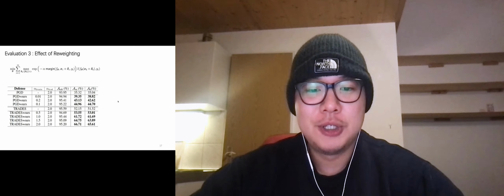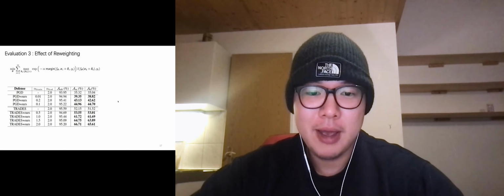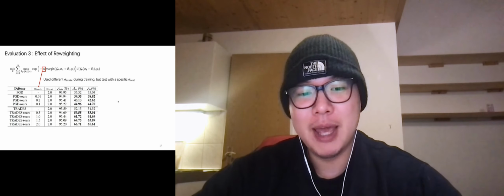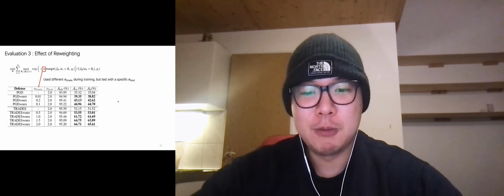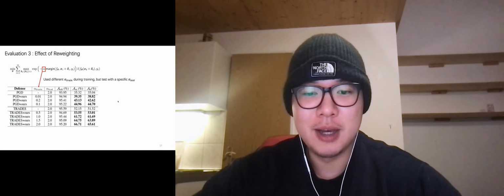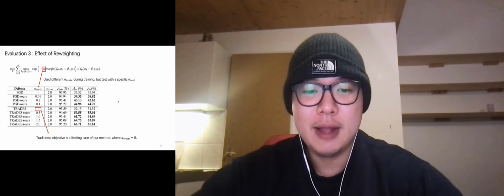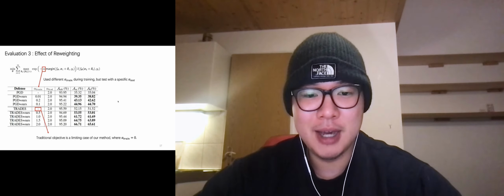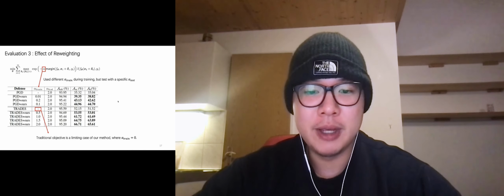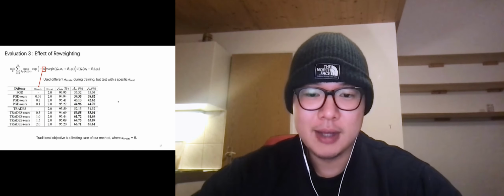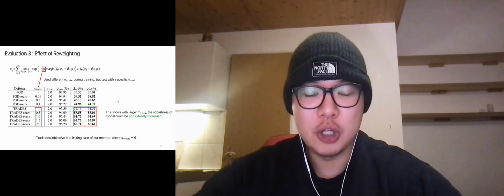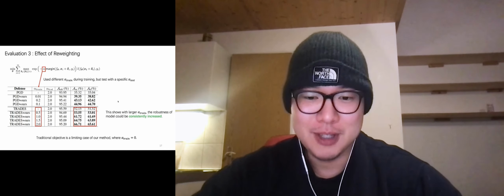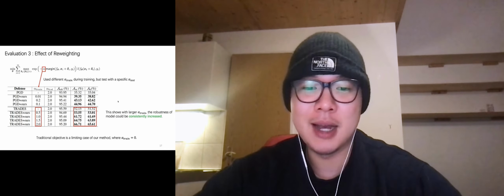Next, we would like to show the effect of reweighting as well. In this experiment, we used different alphas during training. That is, we have different alpha train values, but we tested all trained classifiers using a specific alpha test. It is to be noted that the traditional training objective is a limiting case of our method where alpha train equals 0. And as shown in the table, we can see that with larger alpha, we are able to consistently increase the robustness of the models against non-uniform attackers.